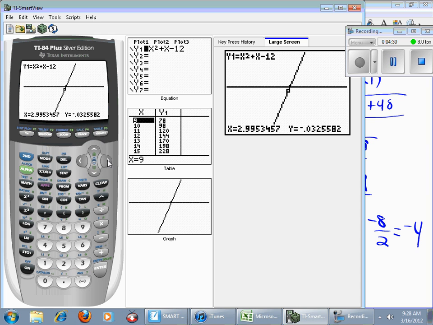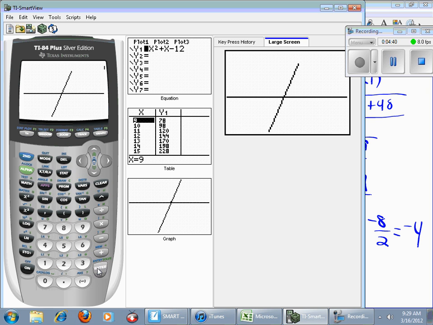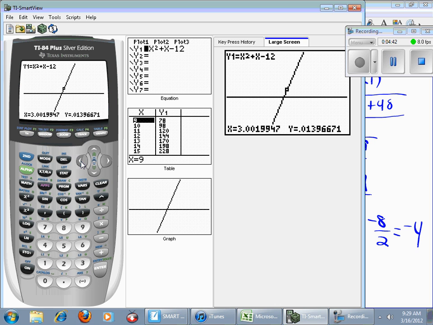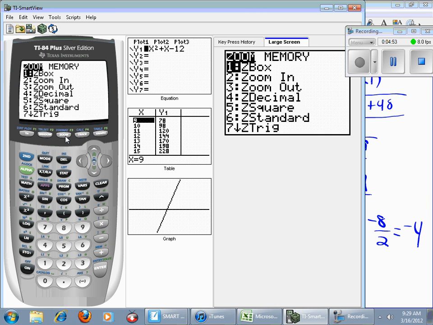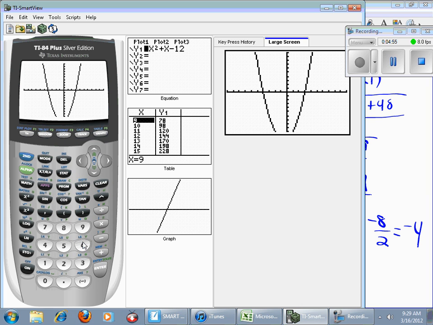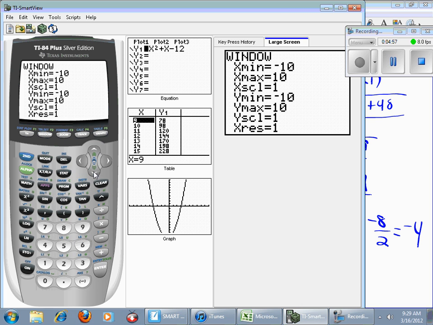Trace. 2.9986. 3.001. Ooh, I'm very close. And at some point it should just jump to 3. But if I don't get it this time, I'll move on. Oh man, that's so close to 3. And notice when it's so close to 3, y is getting very close to 0, right? All right, let me go back to the way it normally looks, and change my window down here.